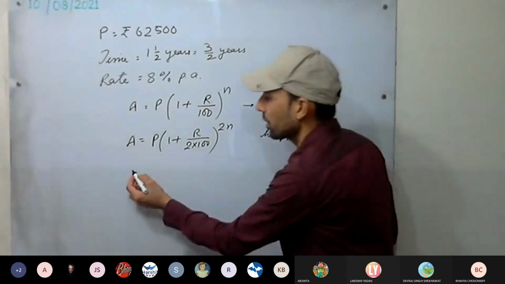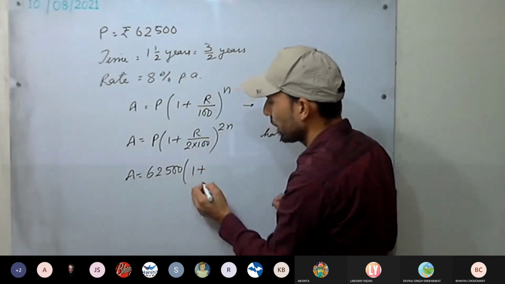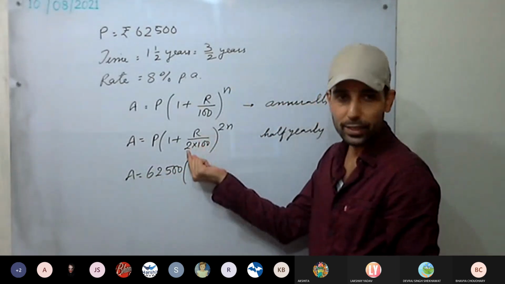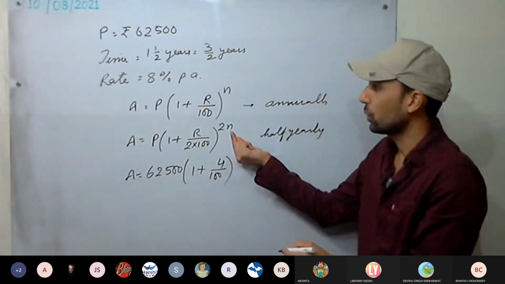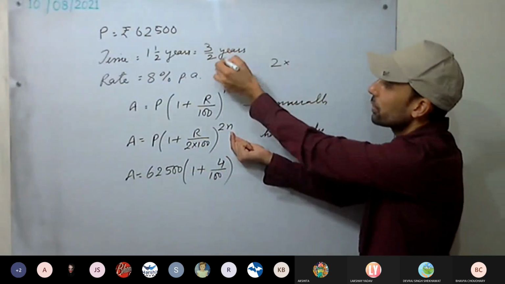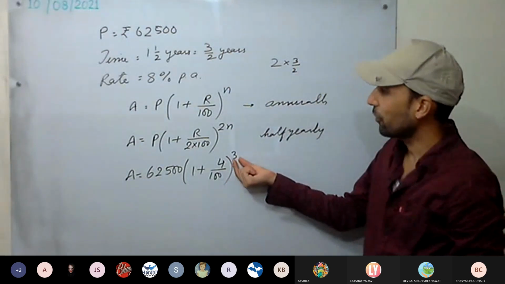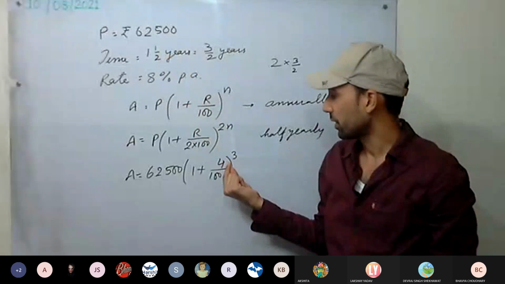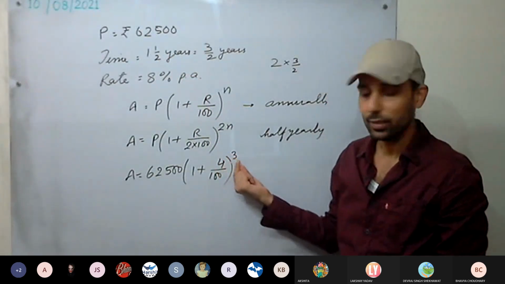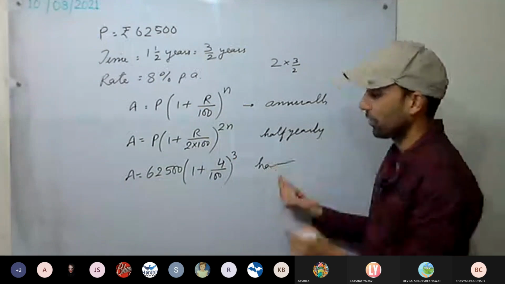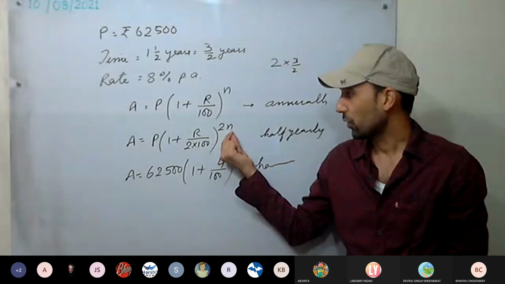You can see as well. See here. A equals 62,500 (1 + 8/2 upon 100), that is 4 upon 100, raised to 2n, that is 2 into 3 by 2 years. That is 3. How many half years are there in 1.5 years? 3 half years. R by 2 is for half year. Understand this formula as well. It is for half yearly.